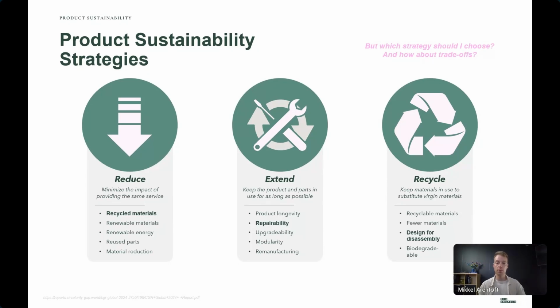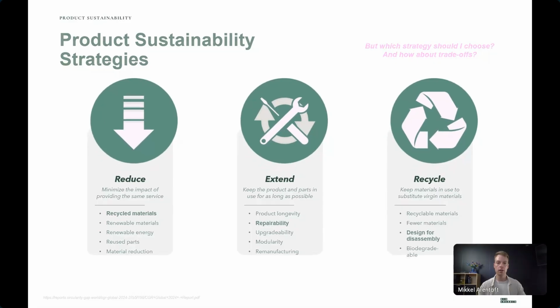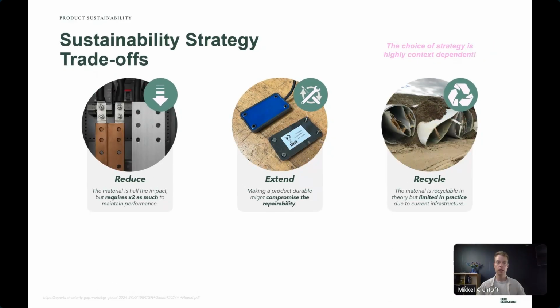Choosing the optimal strategy depends on your specific product and its context. It's important to consider where the large impacts are for my product, how my product is used, and what happens to my product at the end of life. Because once we understand the problem, we can begin finding the right solution. It's important to be aware of any potential trade-offs both within and between these strategies.